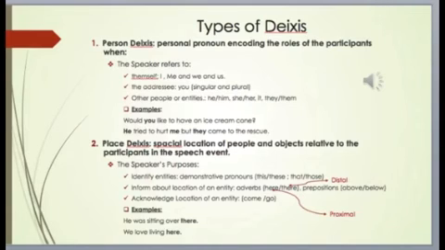The second type of deixis is place deixis, which is the indication of the spatial location of people and objects relative to the participant in the speech event that is taking place. In this case, we look at the speaker's purposes, which can be to identify entities with demonstrative pronouns, this, that, those, and these, or perhaps to inform about the location of an entity, for example, using adverbs such as here and there, which indicate proximal and distal objects, or prepositions like above and below. Finally, the last speaker's purpose could be to acknowledge a location of an entity. Some examples are: he was sitting over there, or we love living here.